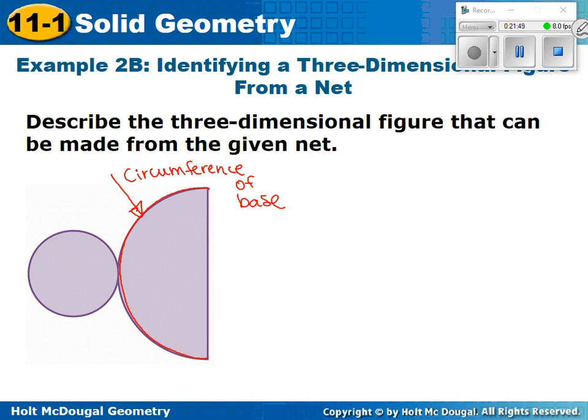Same thing for the cone. What would this red string represent right now? H height. What would the red string represent now? The L slant height. Okay? So be really careful there.